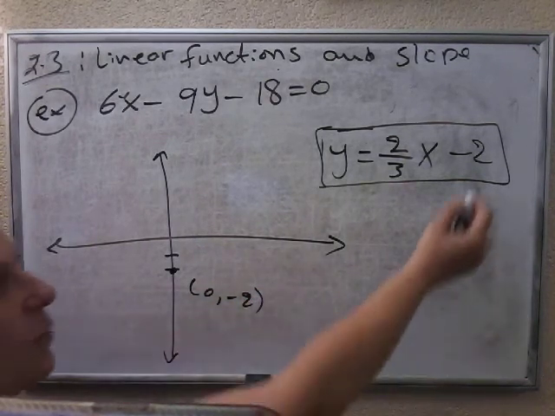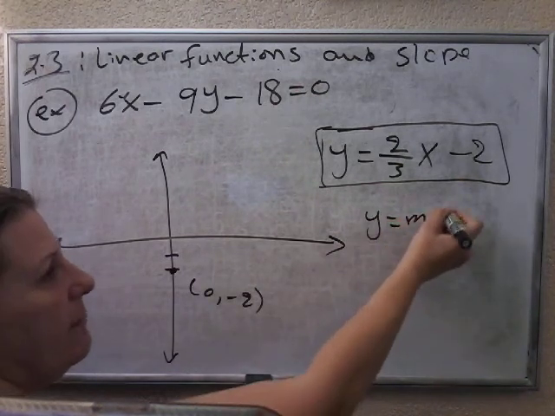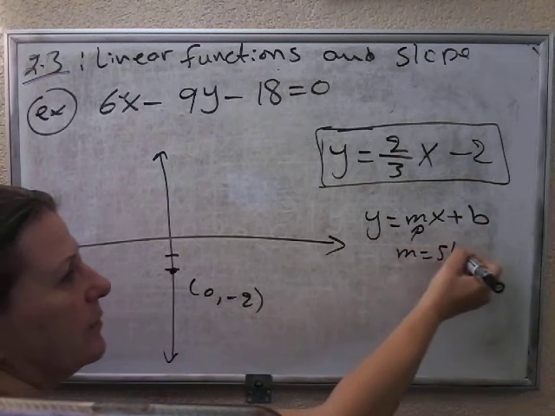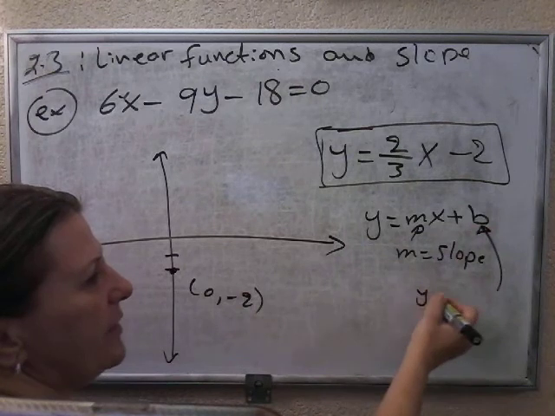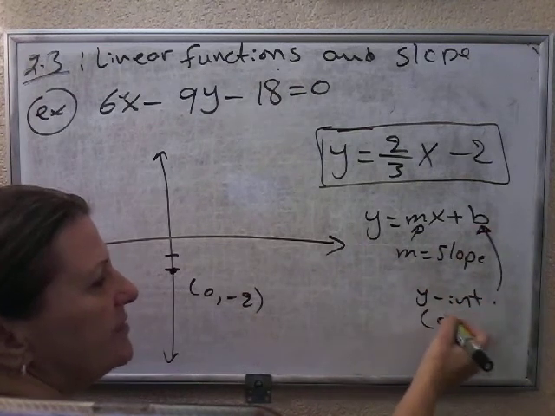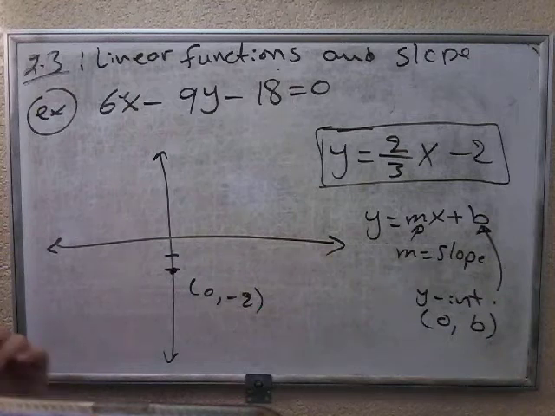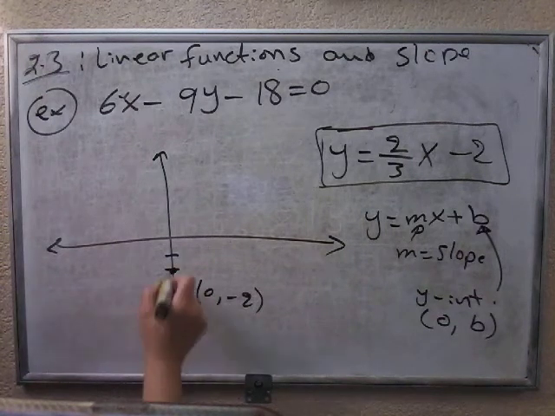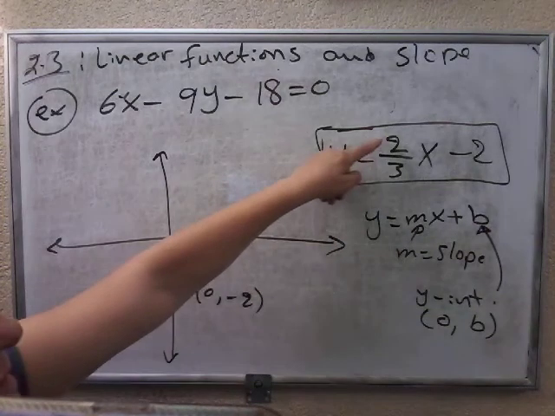Always starts with a y-intercept. Your b is the y-intercept. y equal mx plus b. You remember the m is your slope. And your b is the y-intercept. And it's at 0 plus or minus b, depending on that sign what it's going to be. So 0, negative 2 is your y-intercept. Label it, bubble it there. Then go to your slope.